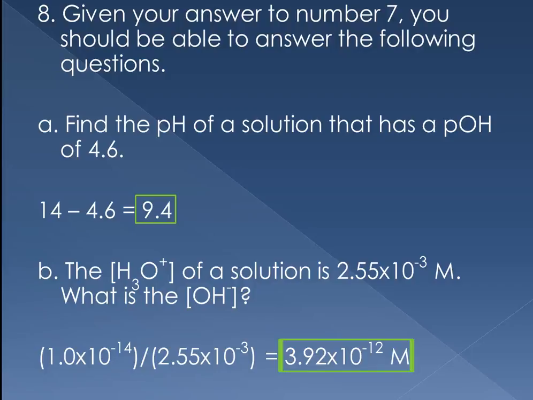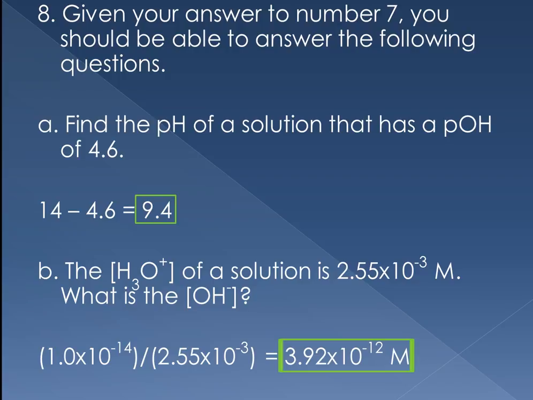So based off our answers in question number 7, we are asked to find the pH of a solution that has a pOH of 4.6. With the knowledge that adding the pH and pOH together equals 14, one must only subtract 14 minus the pOH. So 14 minus 4.6 will give you a pH of 9.4.